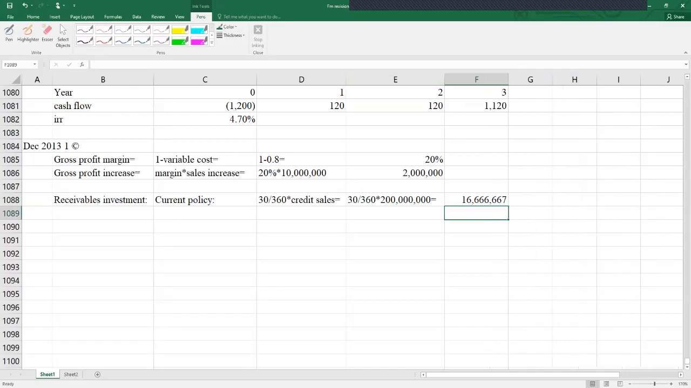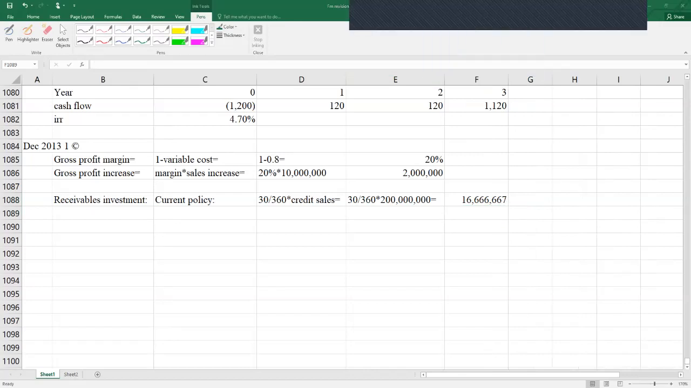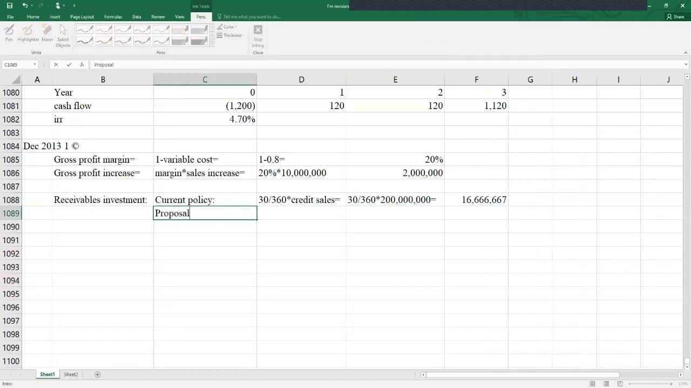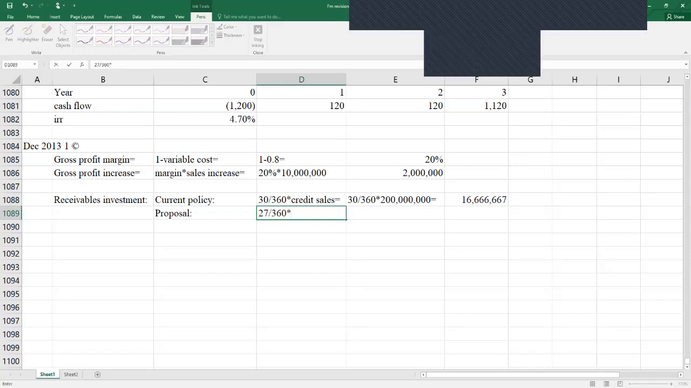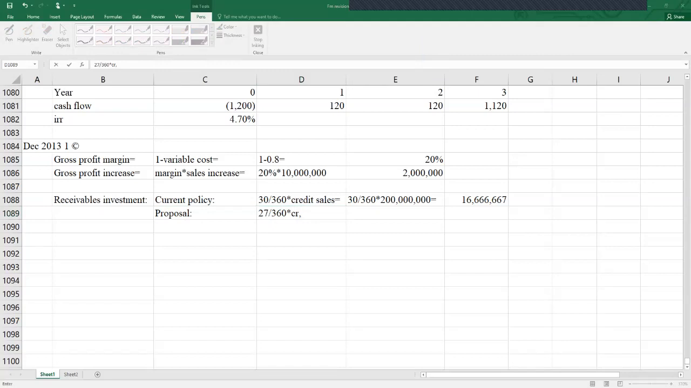In the proposal, the number of days will decrease to 27, but don't forget the company sales is increasing by 10 million. Okay, so don't forget that. Let me just call this proposal. So in the proposal, the number of days are decreasing to 27, therefore it will be 27 out of 360. We multiply by credit sales of the company. You don't need to repeat this formula, by the way. Once you do the formula once, you don't need to repeat it again.